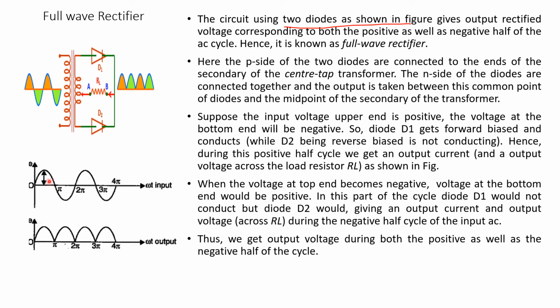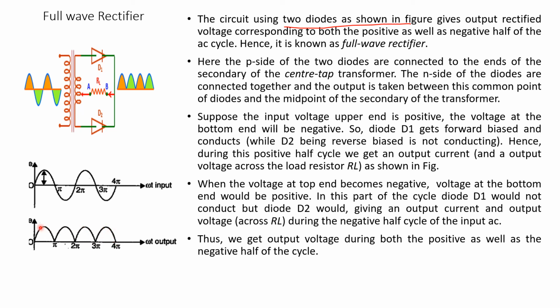These are the diagrams. This is the input voltage applied across the primary of the transformer. 0 to 2 pi is one cycle. This is the positive cycle where D1 conducts, and in the negative part D2 conducts. The output voltage appears as a pulsating voltage, in the form of a sinusoidal wave output.